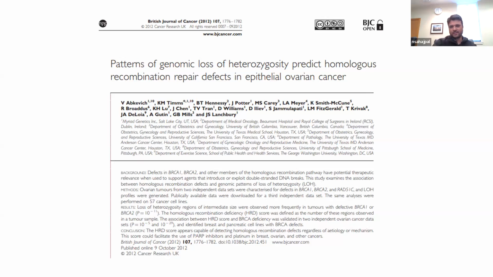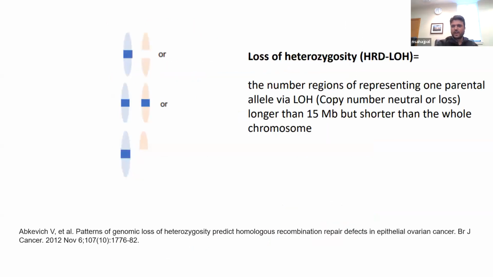The first group published this report in epithelial ovarian cancers, where they identified that loss of heterozygosity predicts HR deficiency. And how they defined it is the number of regions which might be copy neutral or copy loss and are greater than 15 MB in length, but do not include the entire chromosome. So you count those number of loss of heterozygosity regions, and they had a cutoff above which it would say that this tumor is HR deficient or HR proficient.